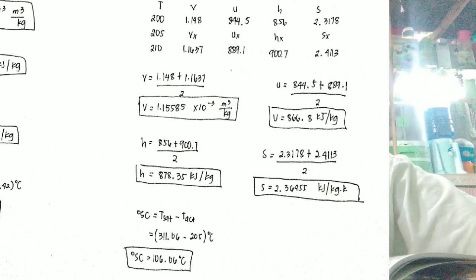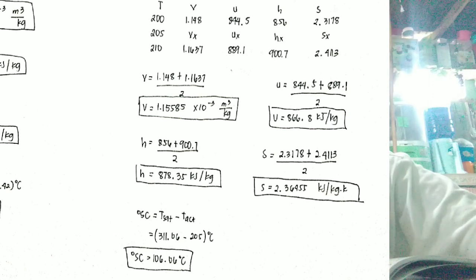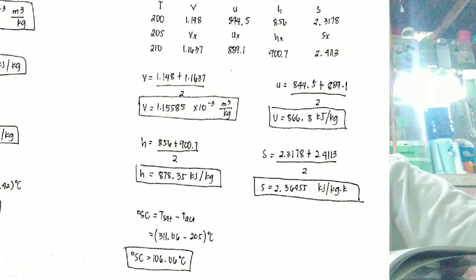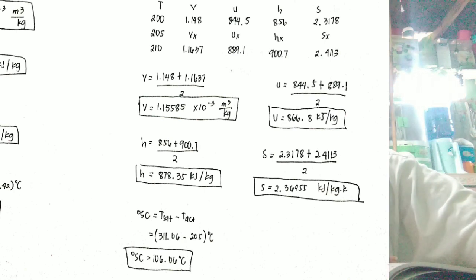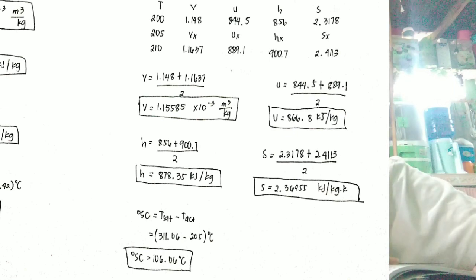So, let's solve for the value of U at 205. It is the same as how we got the value of V. We use the formula: U at 205 equals the U value of 200 plus the U value of 210 over 2. So the U value at 205 is 866.8 kilojoules per kilogram. That is right. We have now obtained the U at our T actual.